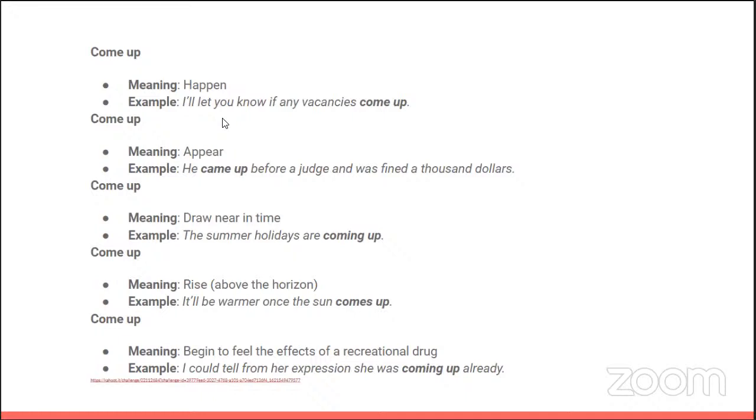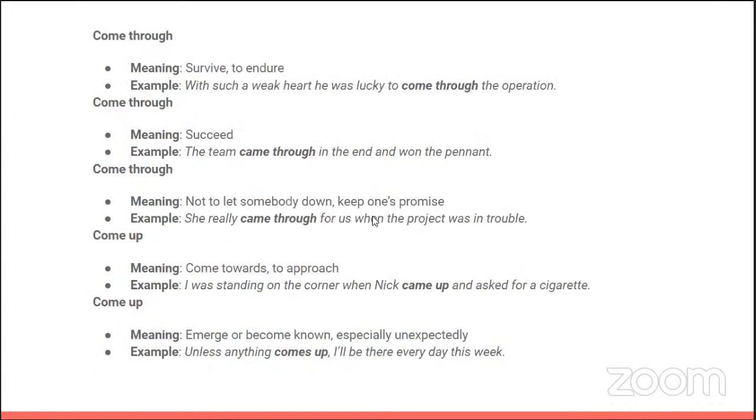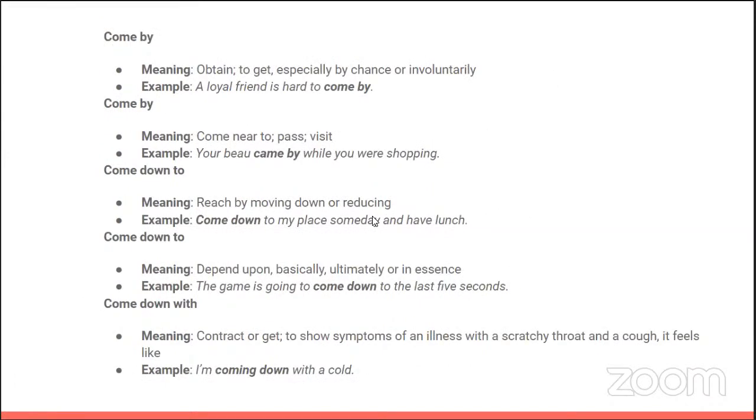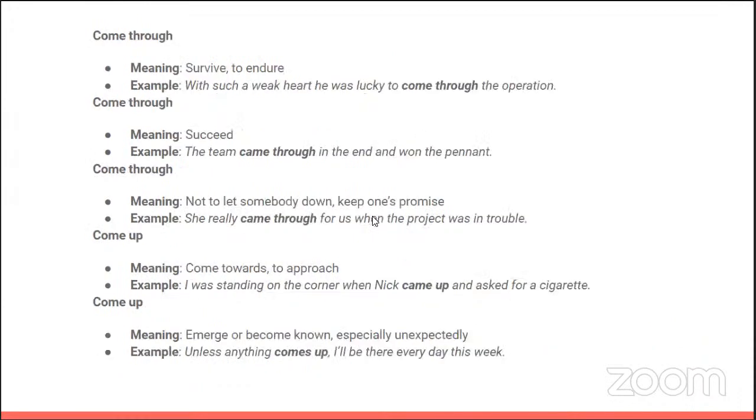Okay, I finished. Great. And how did you do on this practice? David, how did you do? Sorry, I was mute. Honestly, I had many mistakes because many phrasal verbs are similar, like come in and come up, or come into and come across.